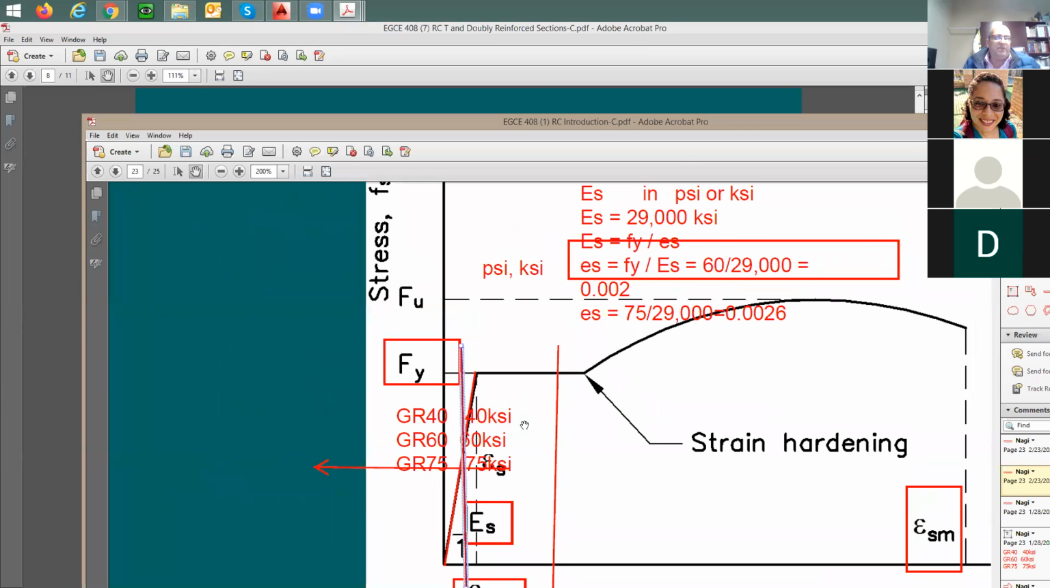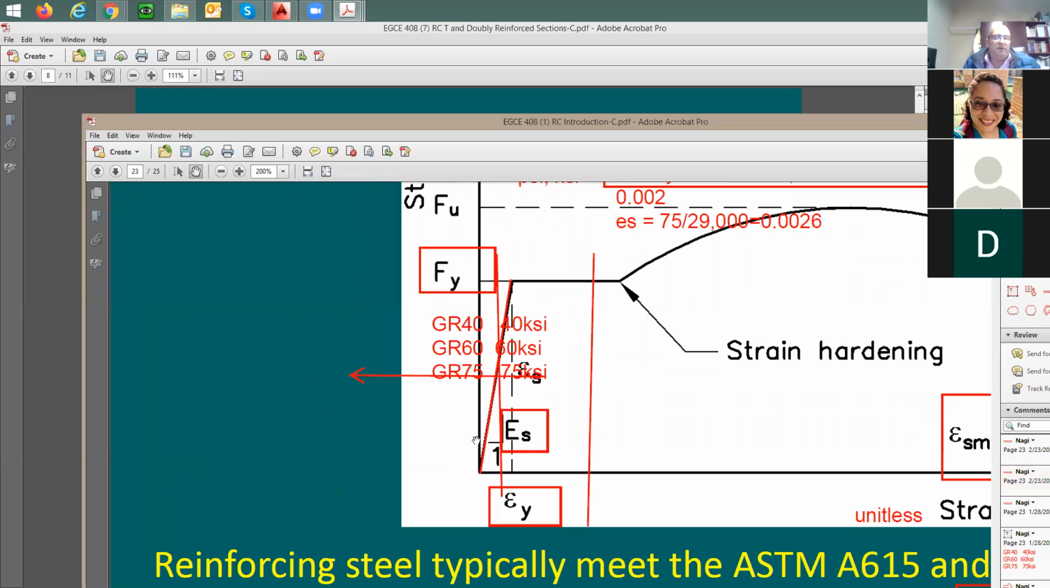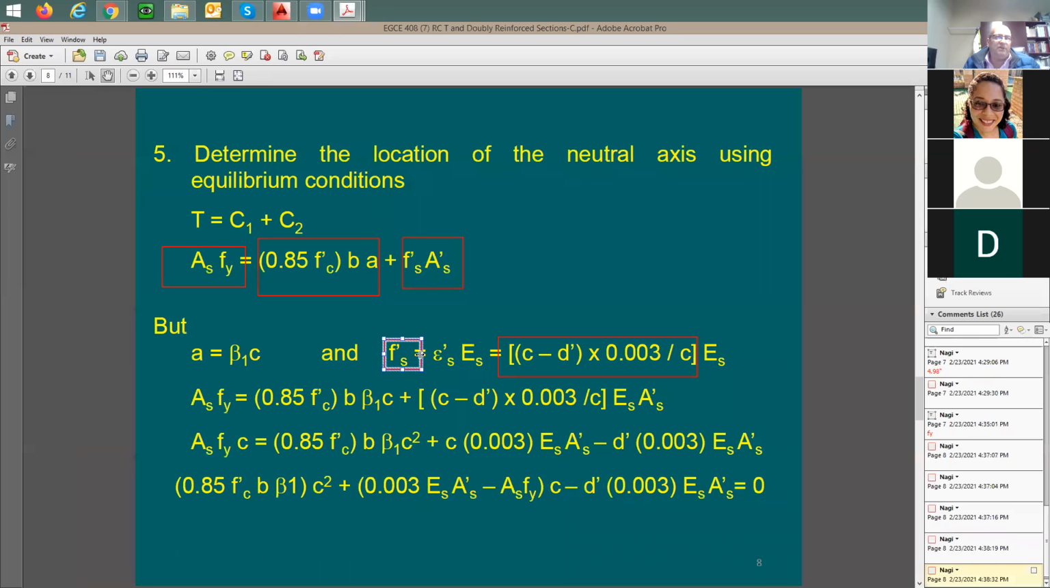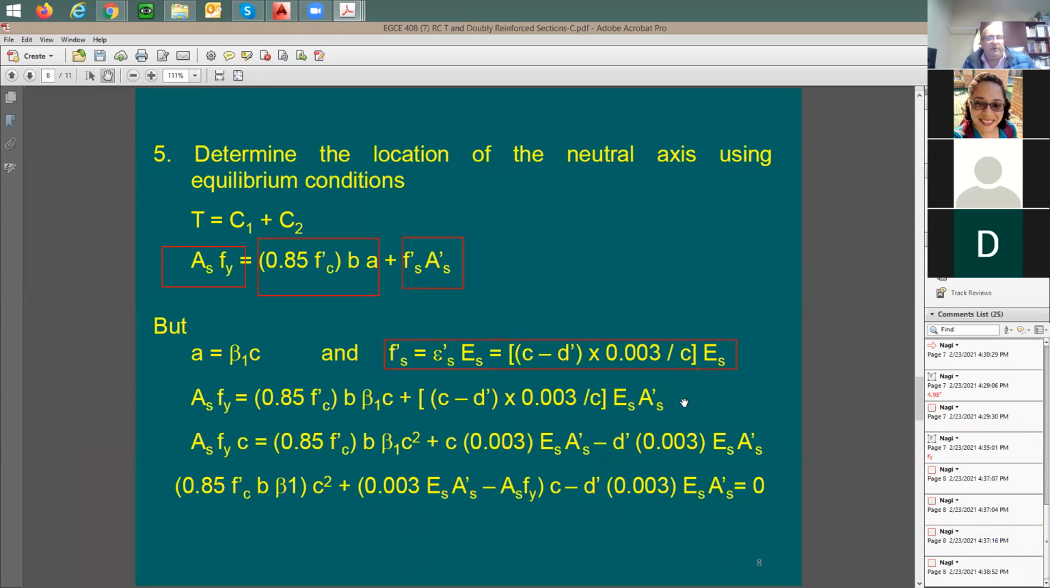So it's going to be using this equation, or using this chart. Come here with your strain in the concrete, in the steel, and find out the stress in the same steel, which is this equation here. So this is now the Fs prime equation, just one simple equation. Also, I know that a is equal to beta 1 times c. Look what I'm trying to push this at: I'm trying to put this as only a function of c.